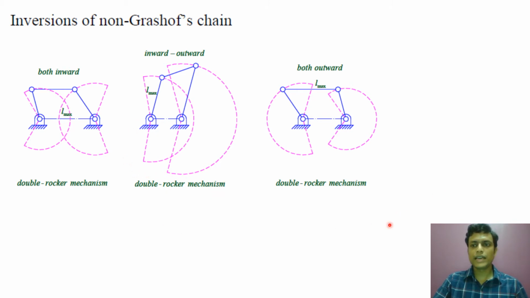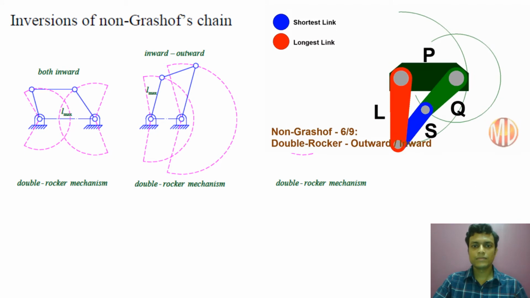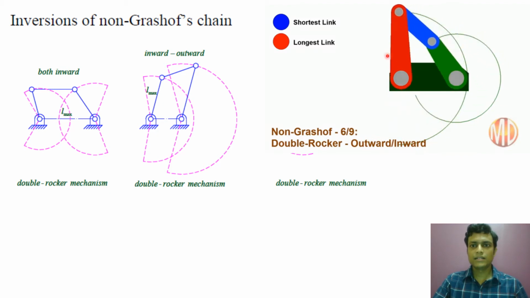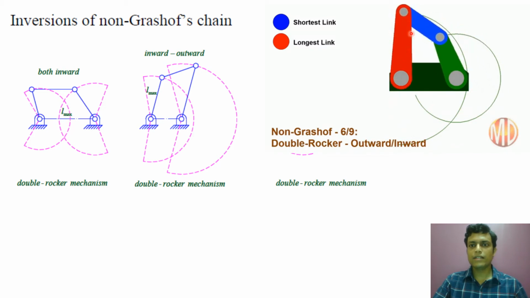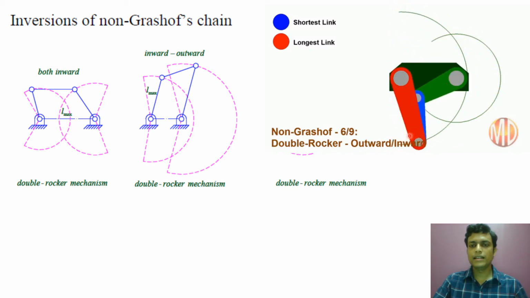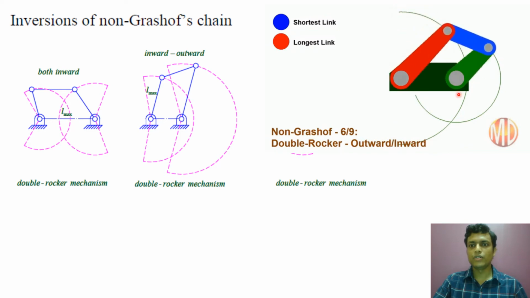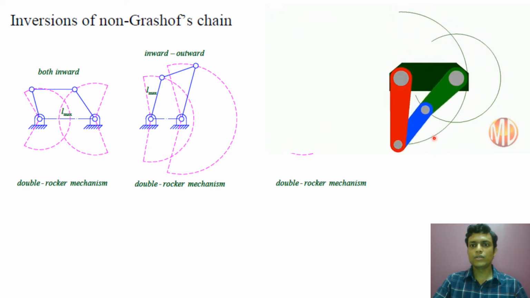Now let me show the animation. Here the red color link is the Lmax, and that is the crank also, and the green color link is the follower. So red color is oscillating in inward direction, and green color is oscillating in outward direction. So one inward outward double rocker mechanism will be produced when Lmax is the crank or adjacent to the fixed link.